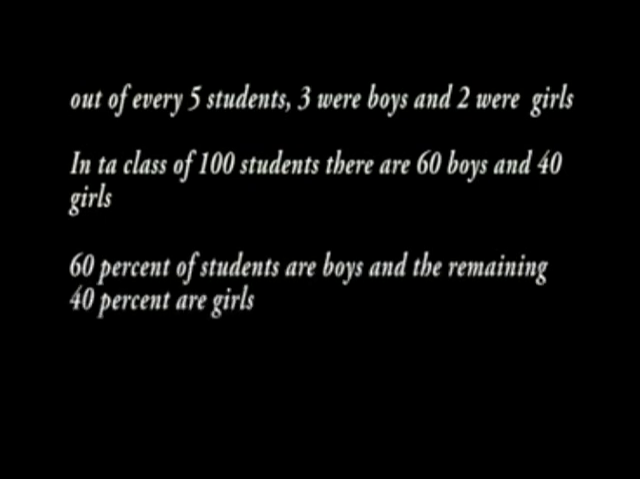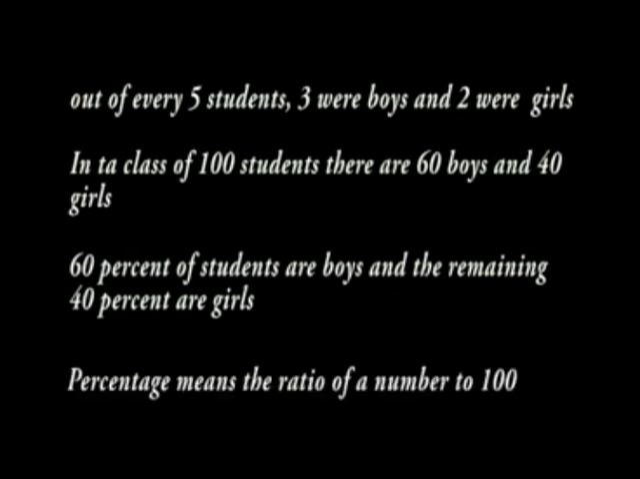Percentages. In our example of a class, we saw that out of every 5 students, 3 were boys and 2 were girls. This means that in a class of 100 students, there are 60 boys and 40 girls. We thus say that 60% of students are boys and the remaining 40% are girls. Therefore, percent means the ratio of a number to 100. Decimals and fractions can be expressed as percentages.